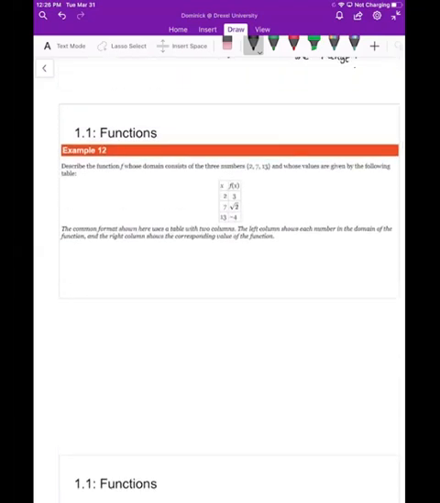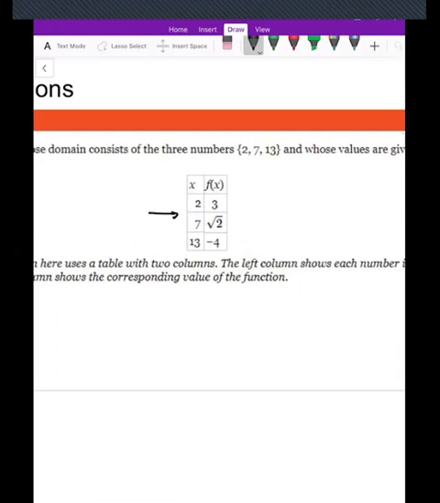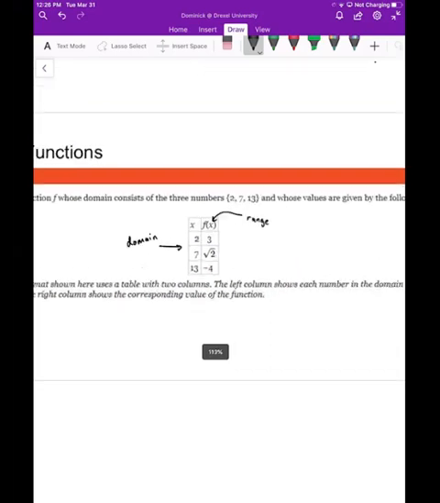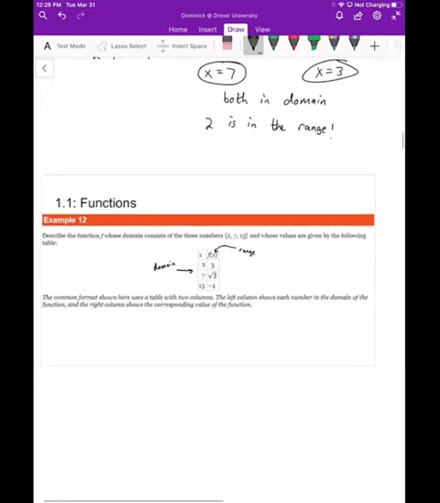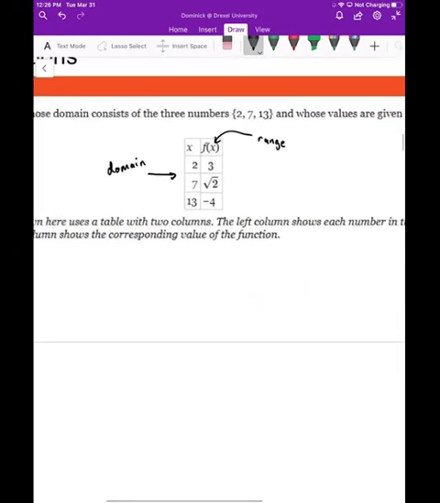In example 12, we're looking at a function, this time defined by a table. Again, the key defining feature for a table is that your x values in the left column are your domain, and your y values are your range. So if you have f of 2, you get 3. If you have f of 7, you get the square root of 2. And f of 13 is negative 4. You can just read that right off the table.